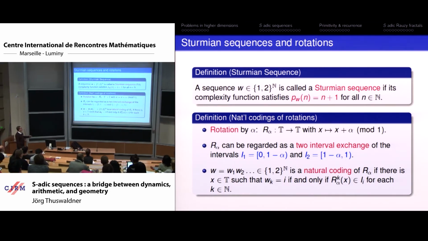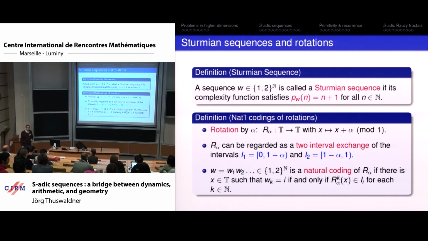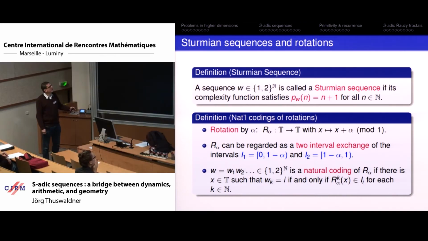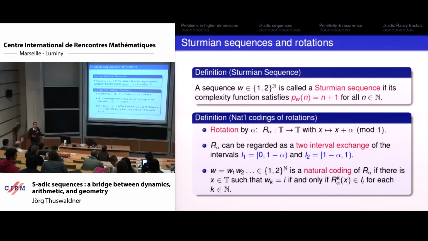The first important object I introduced were Sturmian sequences. Sturmian sequences are defined combinatorially. They are defined by the requirement that the number of blocks, or subwords, of length n is given by n plus 1. So these are the easiest sequences on two letters that are non-periodic. These are Sturmian words. This is a combinatorial definition.